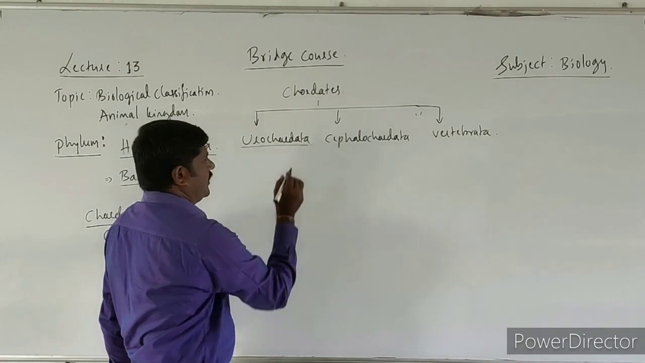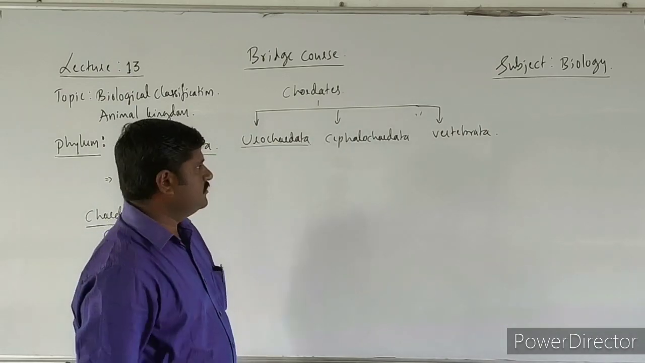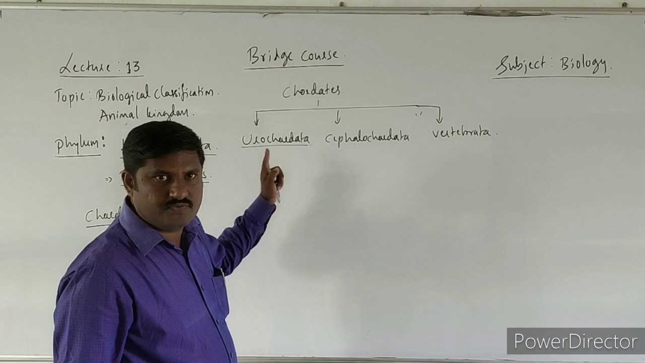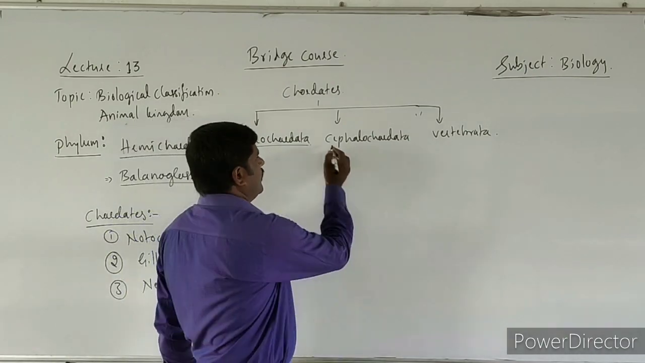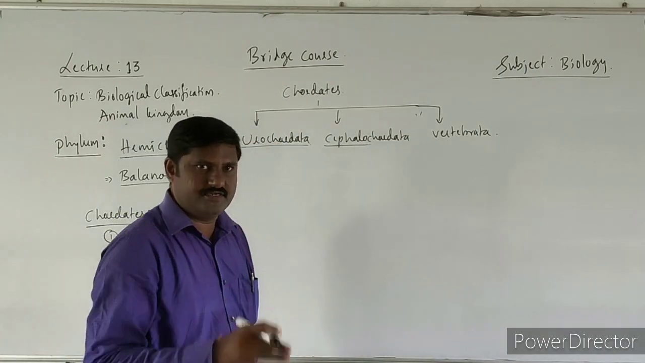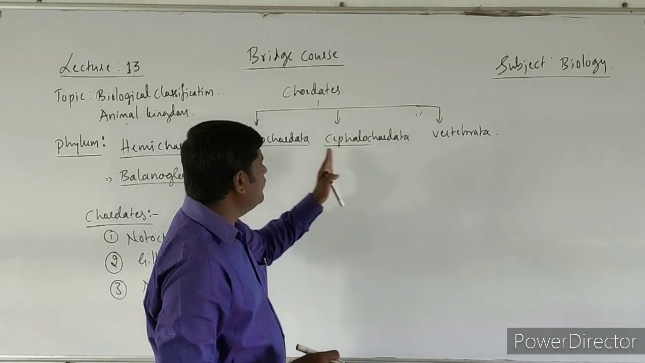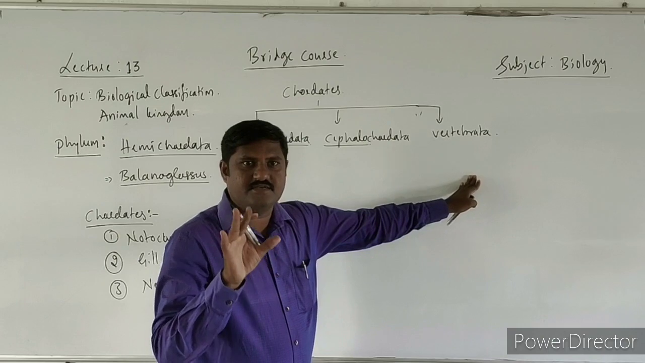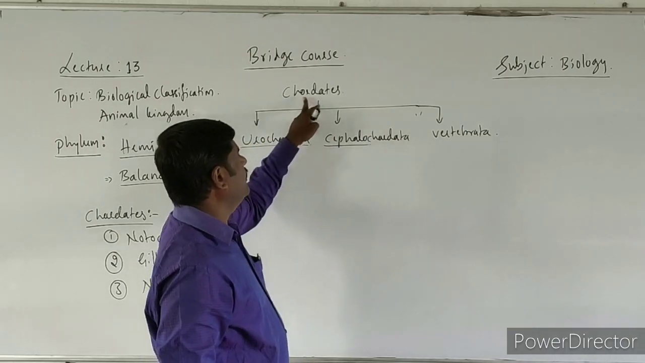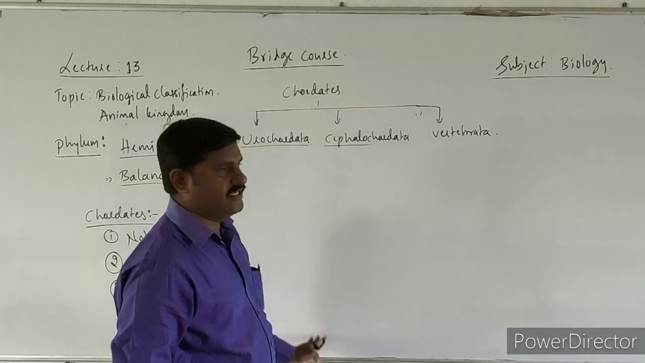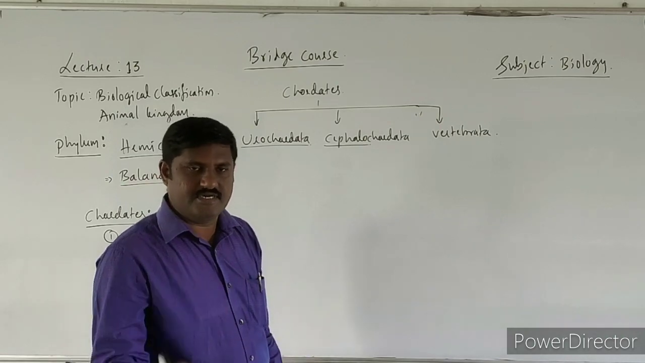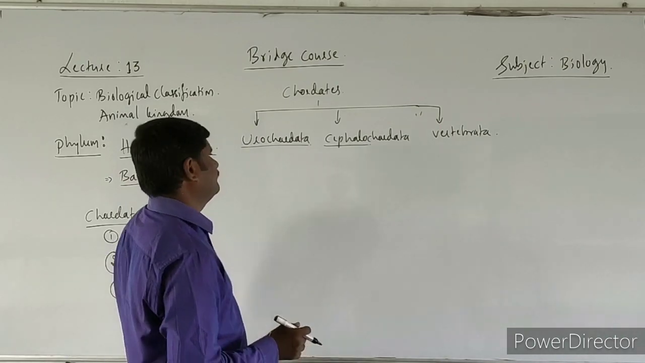One is Urochordata. Uro means tail. So notochord was seen towards the tail. Cephalochordata, cephalo stands for head, right? And vertebrates, right? These are different groups of animals or subphylums. So they come under chordates. You will study them with examples in detailed manner in POC 1, right?